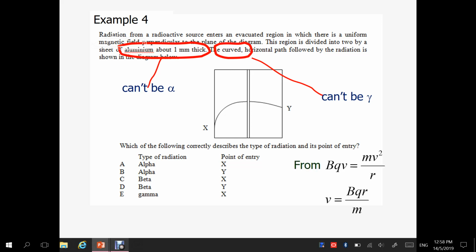From the magnetic force providing the centripetal force, we know that velocity v is proportional to the radius r. You can see in this region, nearer to the X, the radius of the circle is smaller. And in the region nearer to the Y, the radius is bigger. So if v is proportional to r, larger radius means larger velocity. So the point of entry must be from Y, because after passing through the aluminium, the speed decreases and therefore the radius gets smaller. So the answer is D.